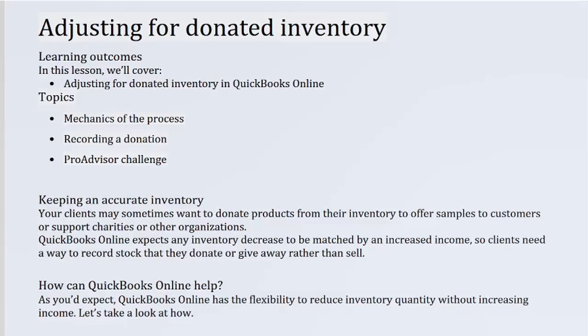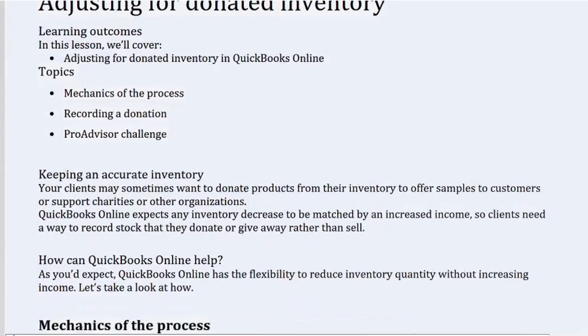Your clients may sometimes want to donate products from their inventory to offer samples to customers or support charities or other organizations. QuickBooks Online expects any inventory decrease to be matched by an increased income, so clients need a way to record stock that they donate or give away rather than sell. How can QuickBooks Online help? As you'd expect, QuickBooks Online has the flexibility to reduce inventory quantity without increasing income. Let's take a look at how.